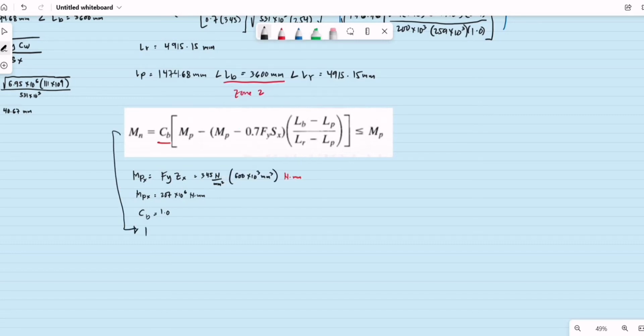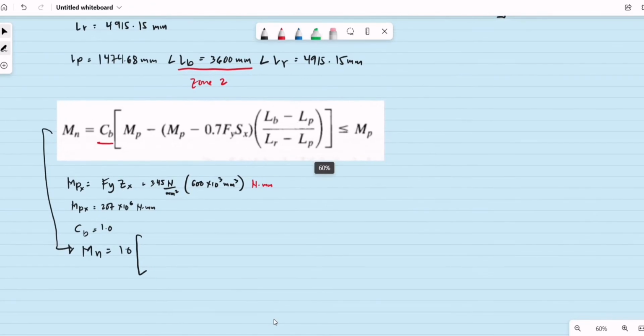Okay, so we have the equivalent of M sub n is equal to C sub B, which is 1.0, to be multiplied by our nominal moment capacity. This is the plastic moment, 207 times 10 raised to 6. Then minus M sub p, this is 207 times 10 raised to 6, minus 0.7 of Fy, that is 345 megapascals.